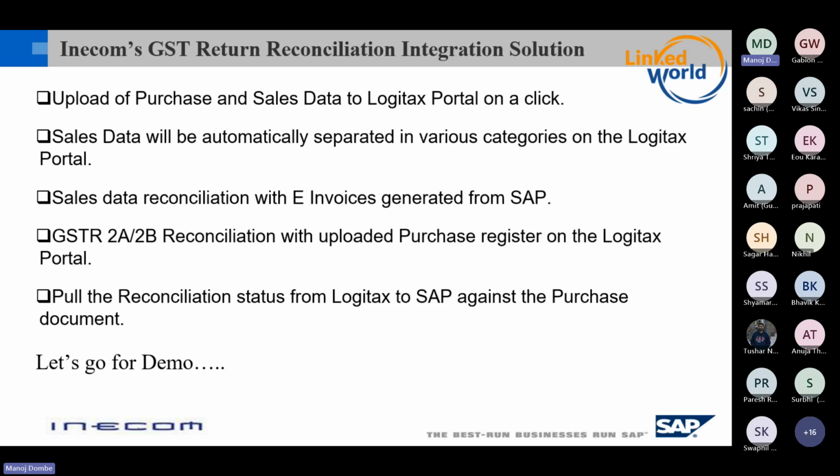There are various options to accept the reconciliation. Even if you find that there are certain rounding issues or some invoice number mismatch, but you know that this document is correct and it is able to match, such reconciliations you can match on the Logitax website portal. From there, after your reconciliation is complete, you can just click a button in SAP and pull that reconciliation status into SAP. In this manner, you understand that the AP invoice in SAP, that is the purchase document in SAP, is matching with the GSTR 2B file.